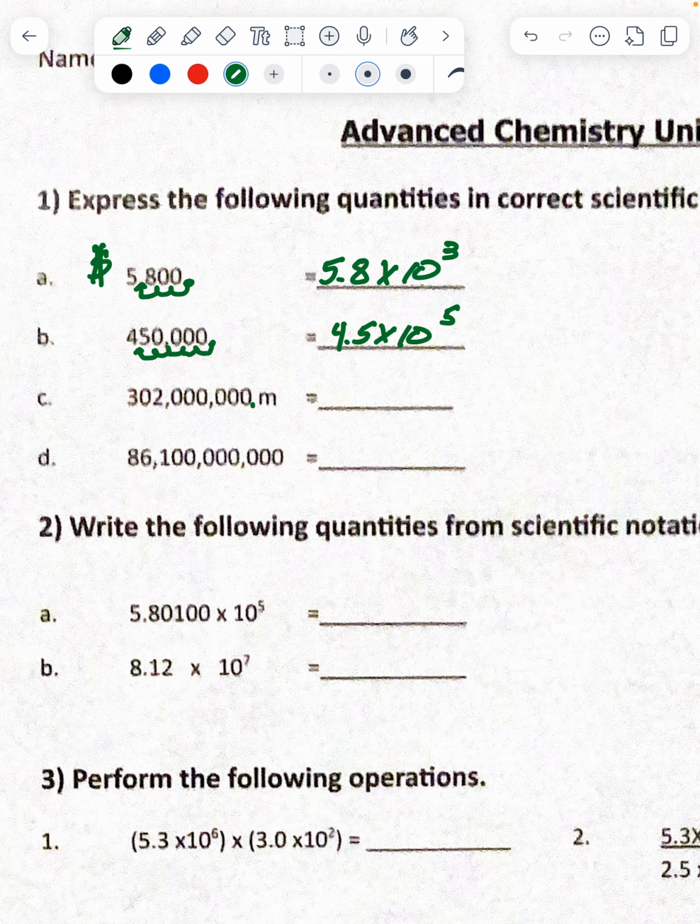For C, we're going to go 1, 2, 3, 4, 5, 6, 7, 8. So that would be 3.02 times 10 to the 8th. It has meters right here, so I'm going to keep meters in my answer. If you see units, put them in your answer. If you don't see them, then don't worry about it. On the next one, I'm going to go over 1, 2, 3, 4, 5, 6, 7, 8, 9, 10 times. 8.61 times 10 to the 10th power.